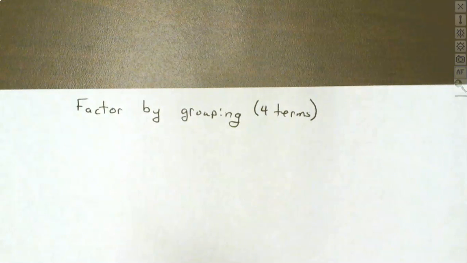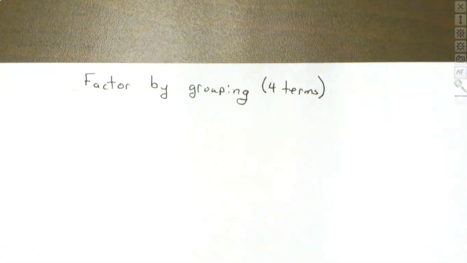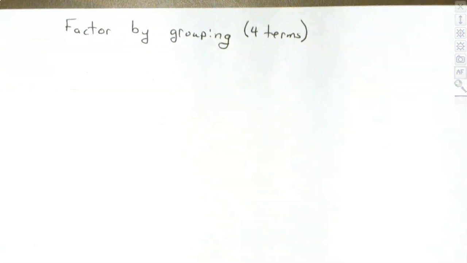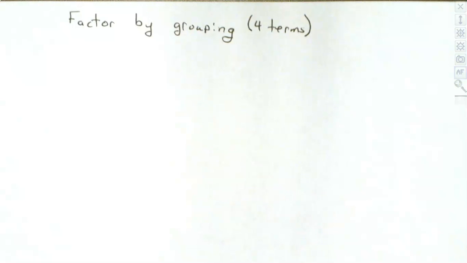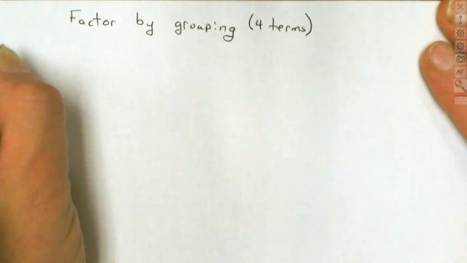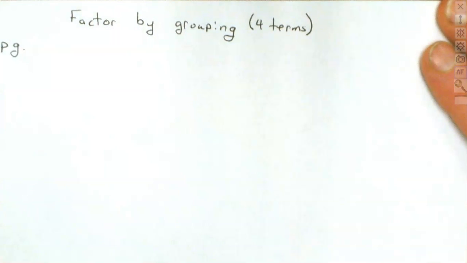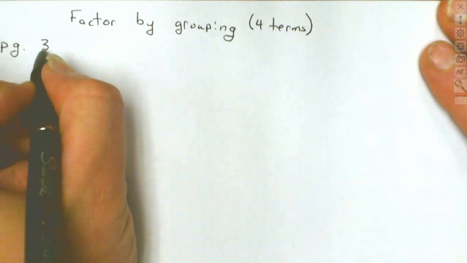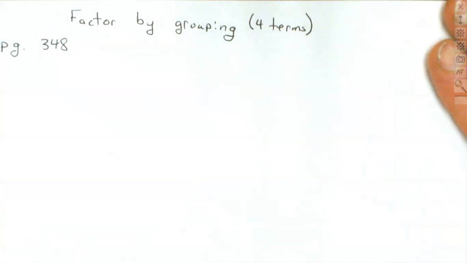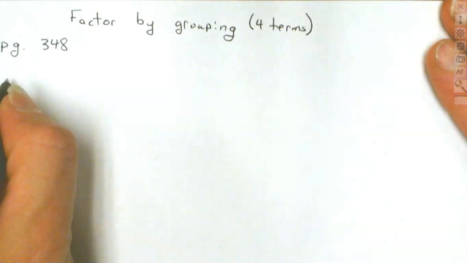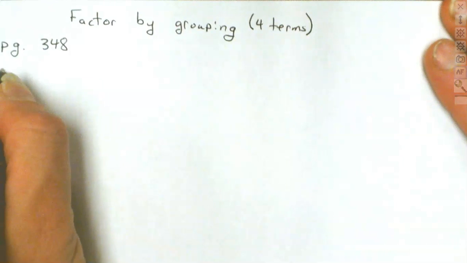When we go to factor, we factor based upon the number of terms that we have. That kind of tells us how to approach the problem. So when we have 4 terms, we have to use factor by grouping. And I'm going to pick a few of these from our textbook, and this is on page 348. We're going to look at question 51.